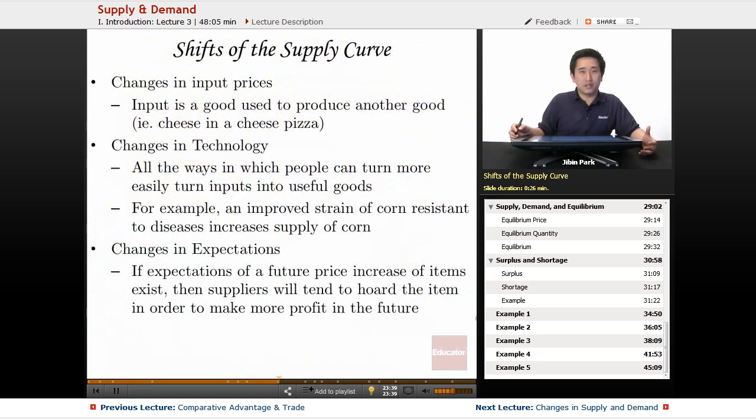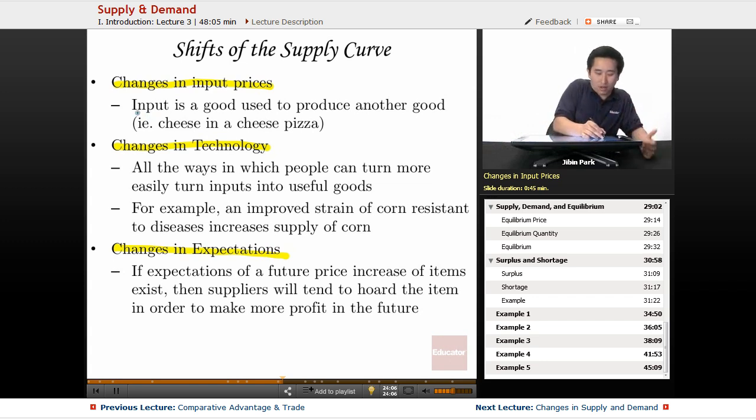So what would cause the shifts in the supply curve? So we examined some of the different things, changes in income, changes in preferences that would shift the demand curve. Well, what would cause a shift in the supply curve here? The first thing would be change in input prices. Another would be changes in technology, and then another would be changes in expectations. So let's look a little bit more in depth. What does it mean, change in input prices?